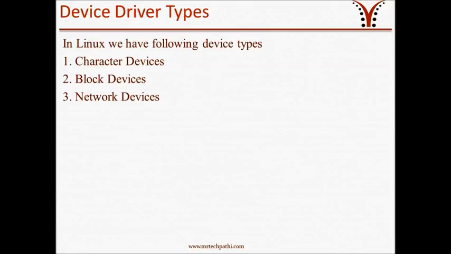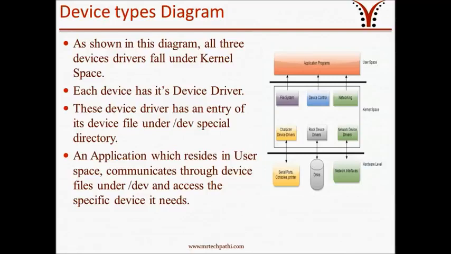Coming to our second topic, device driver types. In Linux, we have the following device types. First one is character devices. The second one is block devices. The third one is network devices. As shown in this diagram, all three device drivers fall under kernel space.